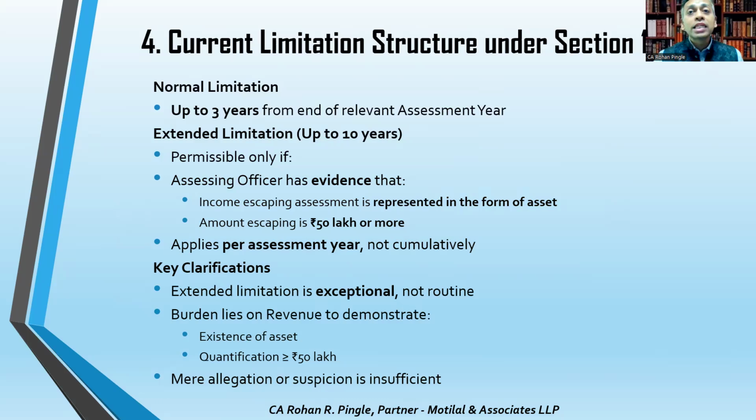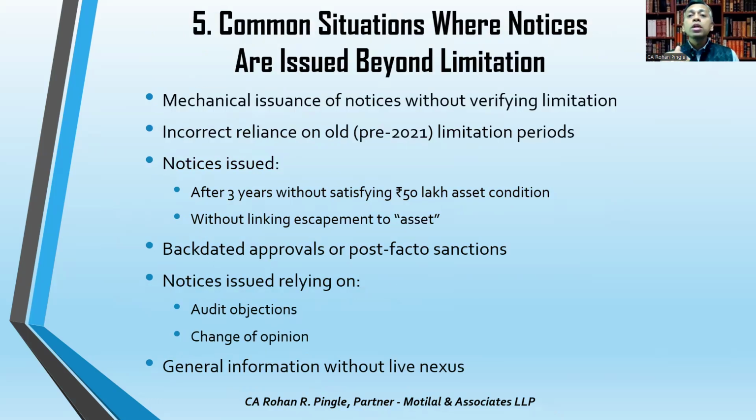Extended limitation is exceptional and not routine. We need to understand that 3 years is now the default rule. Extended limitation is permissible only when strict statutory conditions are satisfied. Both the asset and the 50 lakh conditions must coexist for the same assessment year. Very important. Escaped income alone is not sufficient. It must be represented in the form of an asset. Allegations like bogus expenditure often fail this test. So absence of nexus defeats jurisdiction.